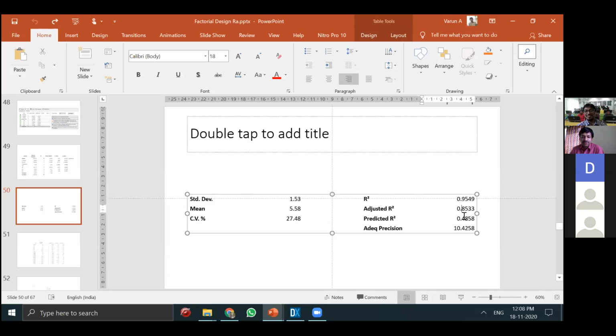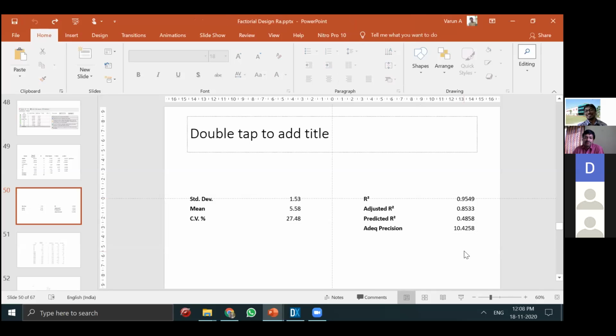It is 0.48. So what we thought is the readings you have done are good enough, but the regression equation is not in good agreement. So you can't use that regression equation. He may have done the experimentation well, and selecting the factors is fine, but the model you get is not in good agreement.